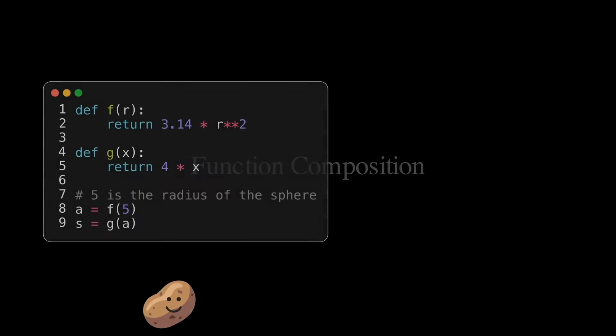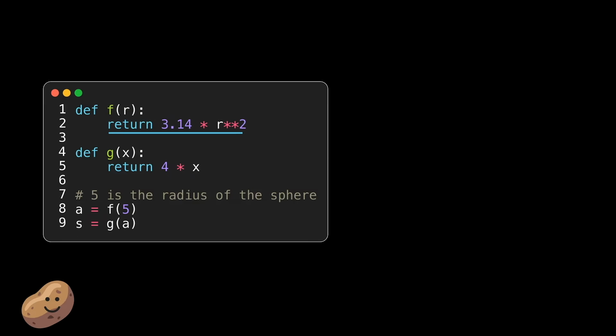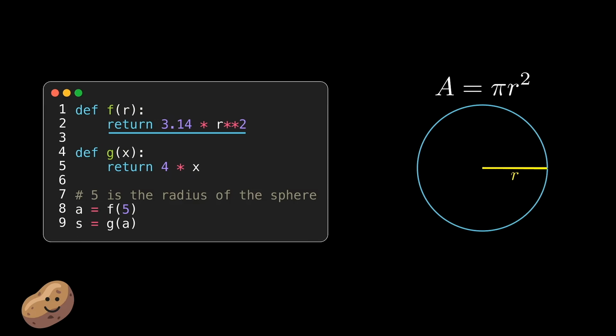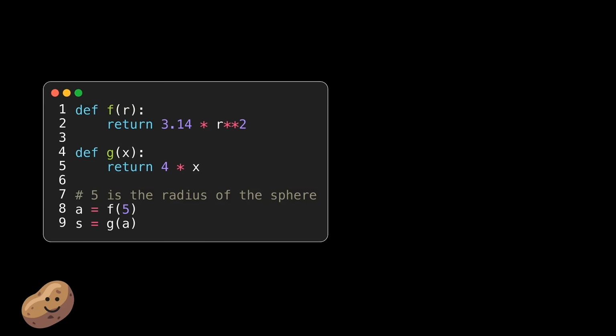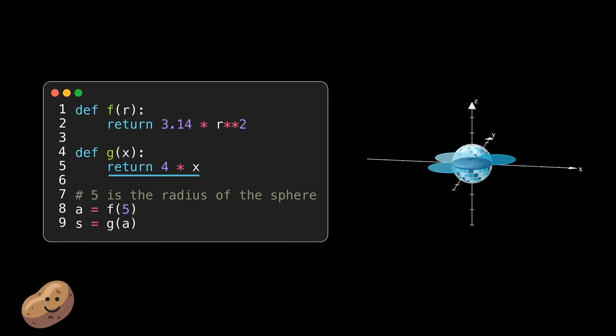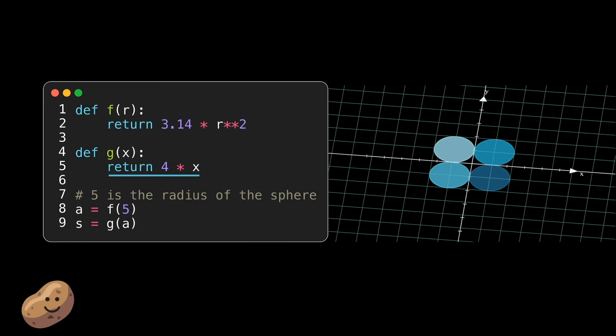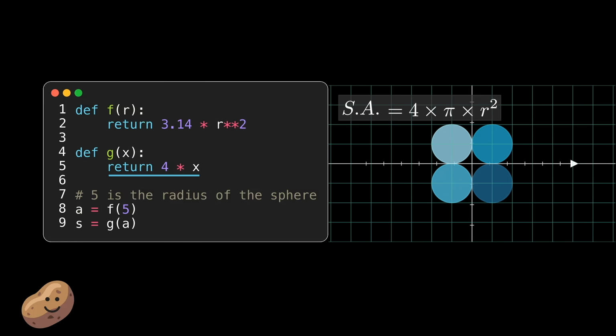Let's talk about an interesting topic called function composition. I have two functions here. Function f takes input r and computes pi r squared. You might know this. That's the formula for the area of a circle. Function g simply multiplies its input by 4. What's so special about the 4 here? It's because the surface area of a sphere is actually 4 times the area of its circle projection.